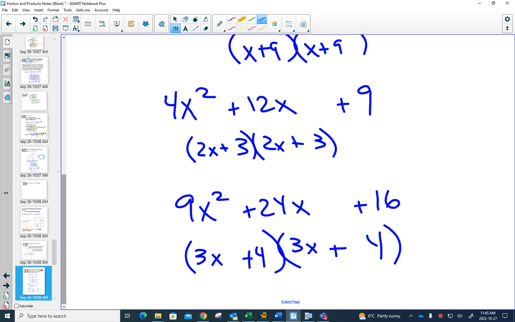I get it. We're ready for 3. Because 4 times 4 is 16. One more. But how does it get to 24? Check your outside and your inside. 12 and 12. Whoa. Do one more.